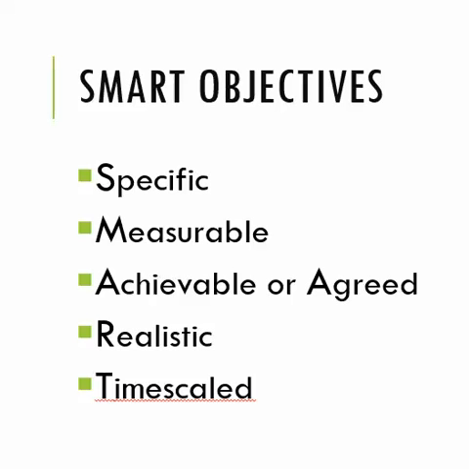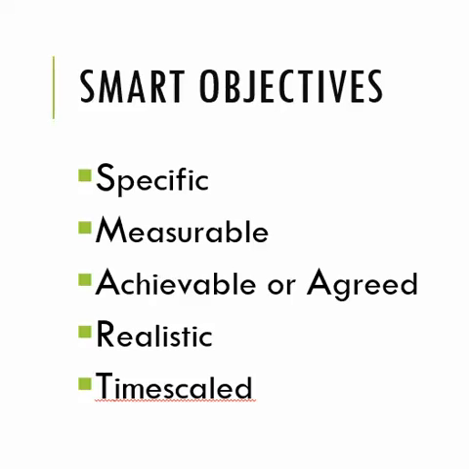The next thing to do is to look at the external environment and make sure that this is realistic. For example, if you're entering a recession, chances are it's unlikely that you're going to be looking to increase your profits. And the final thing the objective should be is it should be time scaled, so you need to have an aim for when you want to achieve it.